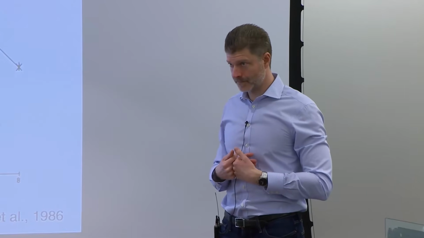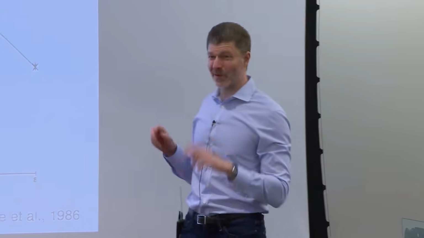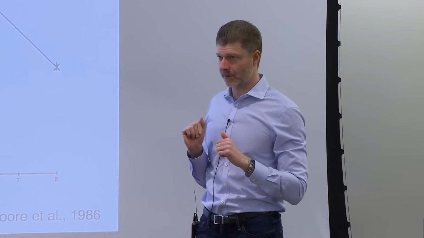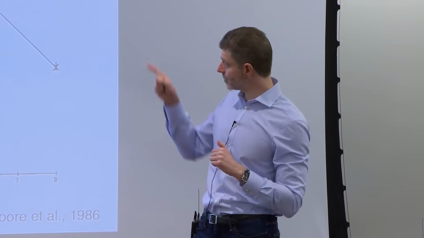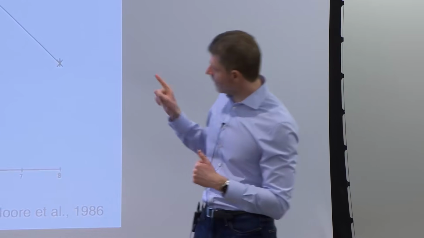Does the graph change depending on which harmonic? Yes, but as long as it's what we call a resolved harmonic, it looks pretty similar. In this case, it's the third harmonic. It would look the same if it was the second or the fourth, for instance. And that's what's shown in this graph.